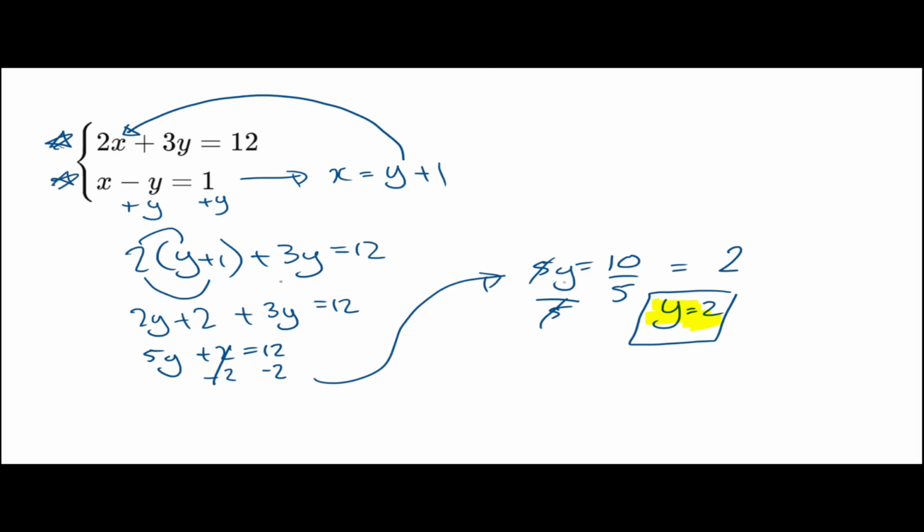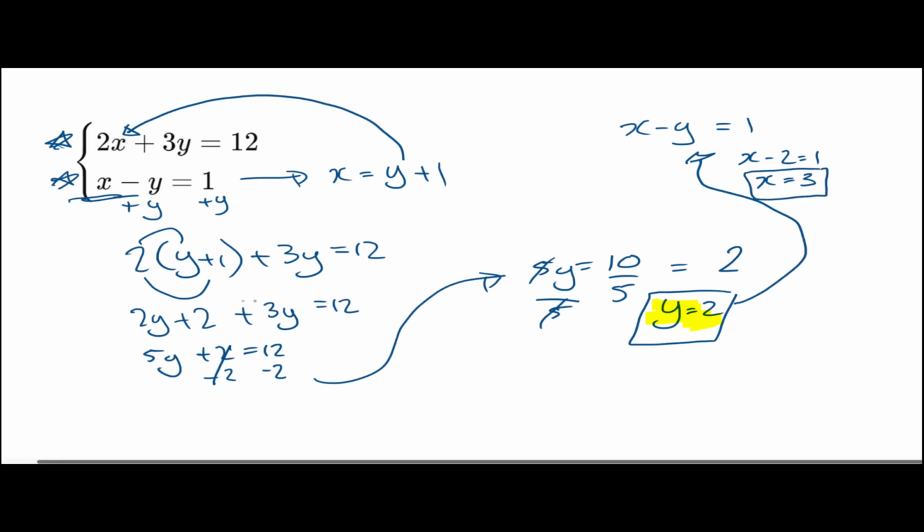So that's half of the equation solved, so I'm going to substitute that into this bottom equation here. We start with x minus y equals 1, and I'm going to sub in 2 for y. So x minus 2 equals 1. I'm going to add 2 to both sides, so x equals 3, and there's our final answer: x equals 3, y equals 2.